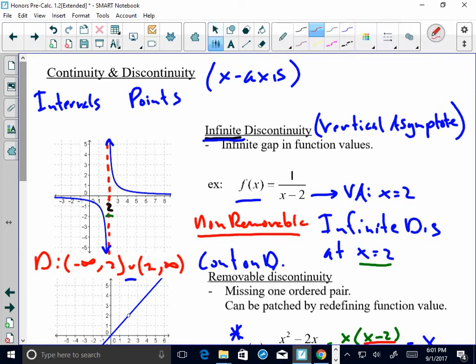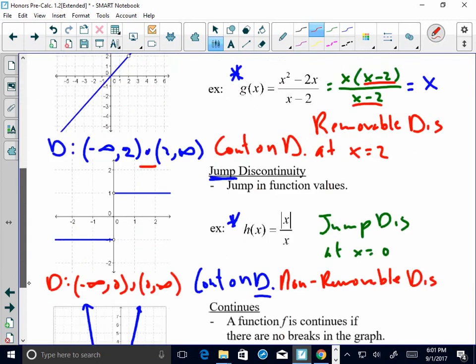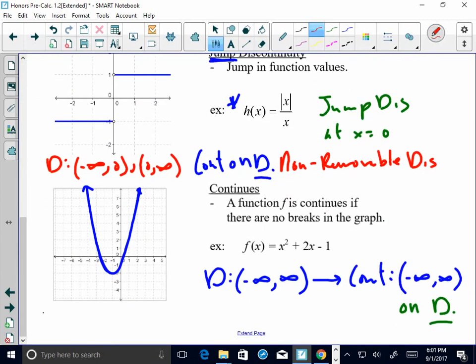Now, just because all of these functions are continuous on their domain doesn't mean that every function is continuous on its domain. We will see some examples of piecewise functions that are specifically not continuous on their domain, but it is possible for a function to have a point of discontinuity and still be continuous everywhere it exists on the x-axis. Okay, so we've looked at continuity and discontinuity.